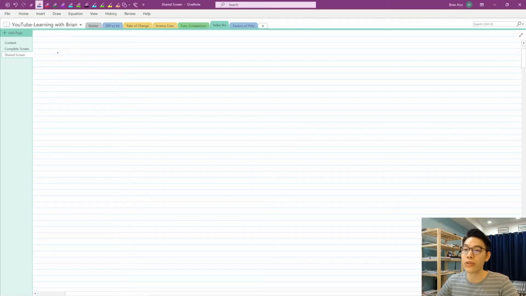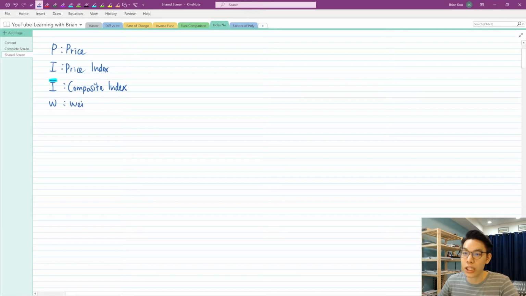Okay, so something you need to know is that all the information in your question, you can always convert them into 4 of these symbols. I will tell you one by one what this is. P stands for price. I stands for the price index. I bar, if you see a dash on top here, we'll read it as an I bar, is your composite index. Don't worry, later I'll explain one by one what it means. W stands for the weightage.